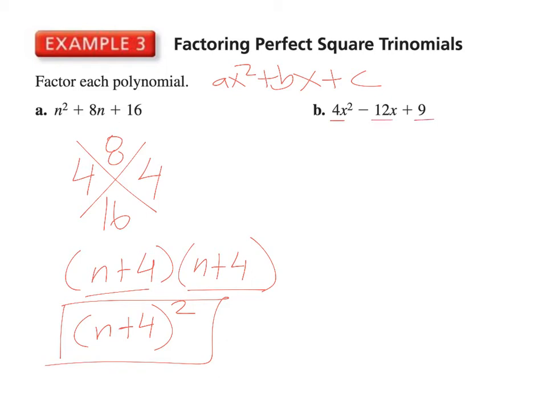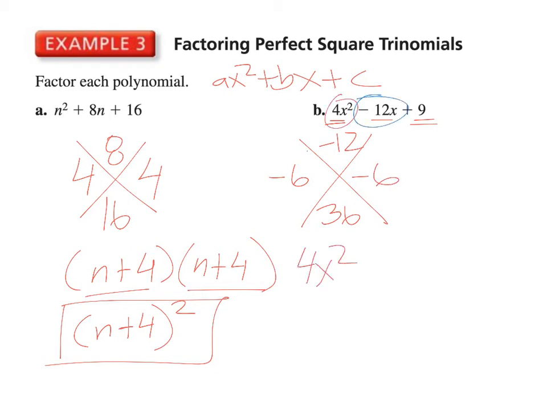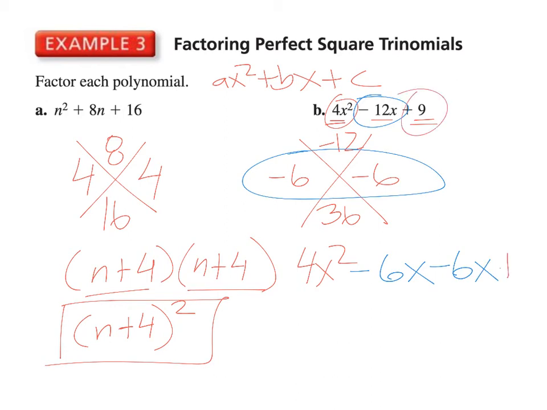For the next one, is there anything we could factor out here? No, we can't. So we're going to have to do big X with grouping. So I put negative 12 on top, and I put 4 times 9, a times c, on the bottom, 36. So what are two numbers that add up to negative 12 and multiply to give me 36? Negative 6 and negative 6. So I take the first term, 4x squared, then I take the middle term, break it up using those two values. So negative 6x minus 6x. Then I have the last term, plus 9.